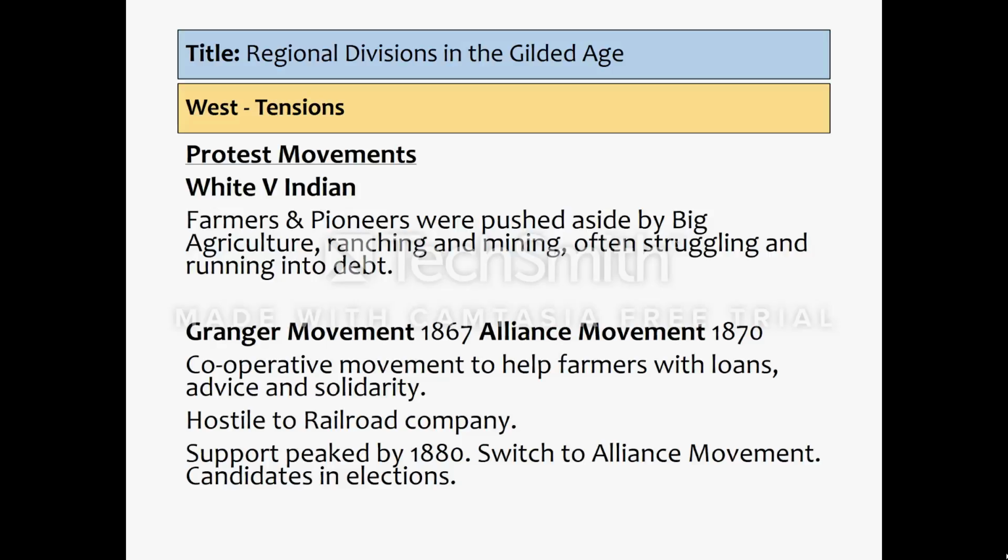The Alliance movement was somewhat more successful. It had candidates that actually stood for the election, so a good example of the type of protest that's occurring in this period.